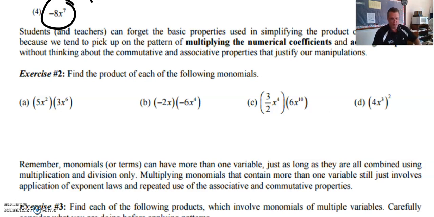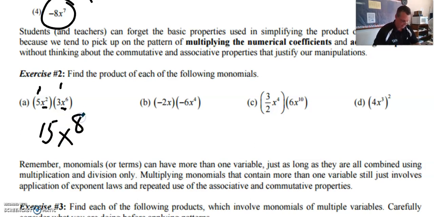Okay, so what do we do here? We're finding the product. The numbers again, 5 and 3. 5 times 3, 15. X squared times x to the 6th. You add the exponents, x to the 8th. 15x to the 8th, done. Okay, next one. -2 times -6 gives you a +12. Now there's an x there, x to the first power. There's nothing there. So 4 and 1 is 5.